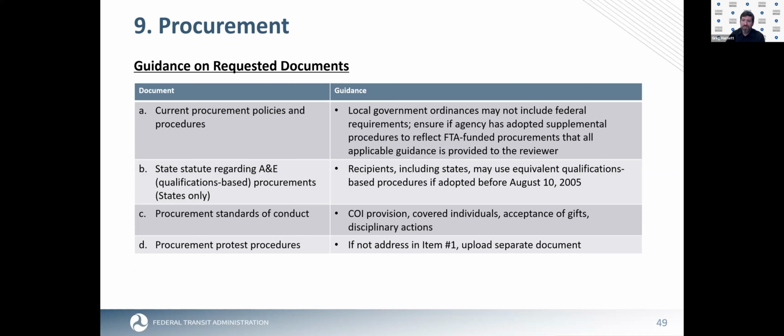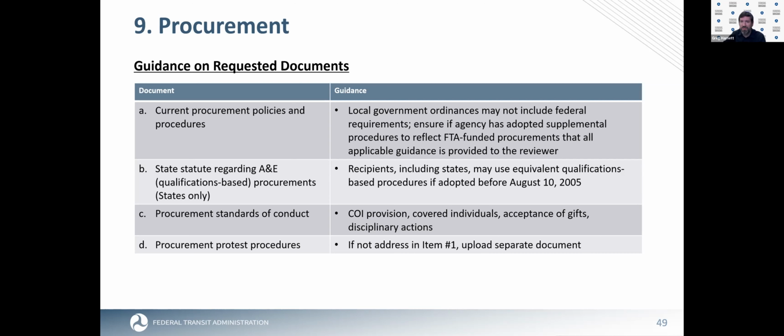One thing we've noted just through our course of performing many of these reviews is some FTA recipients, specifically if you are a municipality, maybe a county or a city, you might have some kind of generic purchasing policy that's county or city-wide, and that's great. It might even reflect the requirements of 2 CFR 200, but in most cases, that document would not satisfy the special FTA-specific procurement requirements that your reviewer would be interested in seeing.